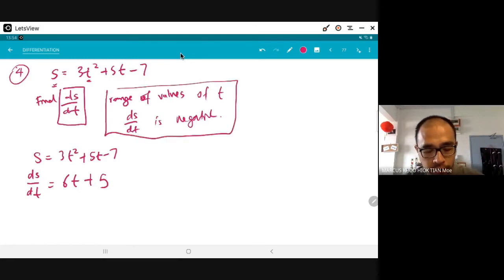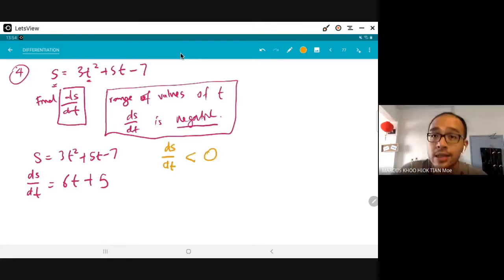Range of values of t when ds dt is negative. Okay, kalau ds dt is negative, this simply means dalam bahasa matematik, bahawa ds dt adalah kurang daripada kosong. That's what it just simply means. Okay, so that's why we're taking it step by step lah. Saya ajar dulu kamu kemahiran, lepas tu saya ajar kamu untuk tackle the question, to understand what the question wants.